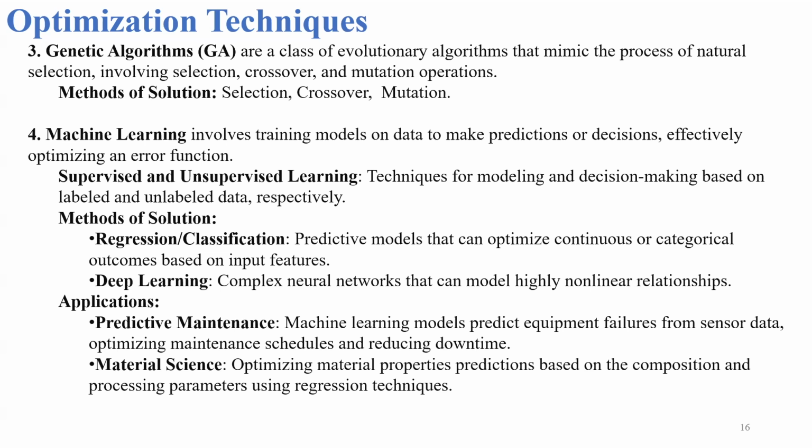So the applications of these techniques include predictive maintenance. Machine learning models can predict equipment failures from sensor data, optimizing maintenance schedules and reducing downtime. Or similarly for material science, it has become very popular, and a lot of big companies are jumping into this, such as optimizing material property prediction based on the composition, structure, and processing parameters that we learned in the previous module. So based on structure and processing, we can predict the properties and performance and so on.